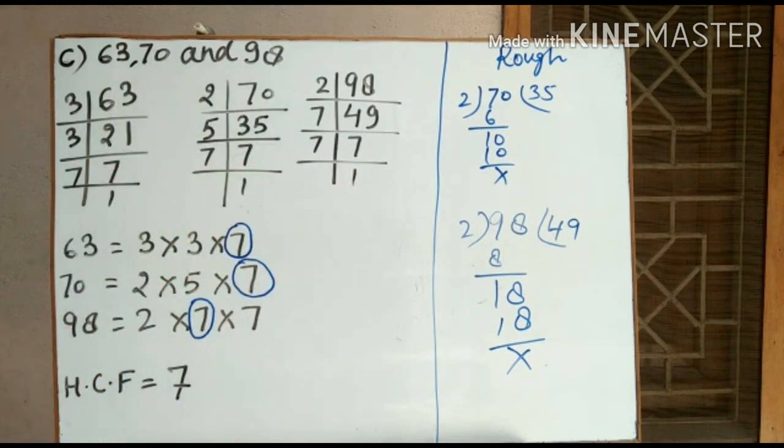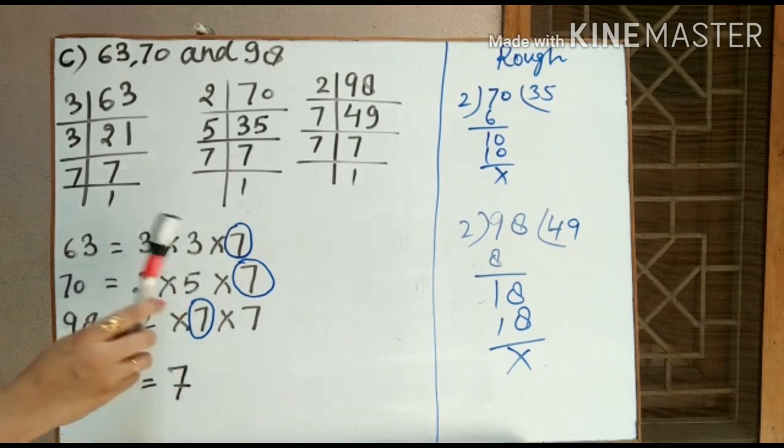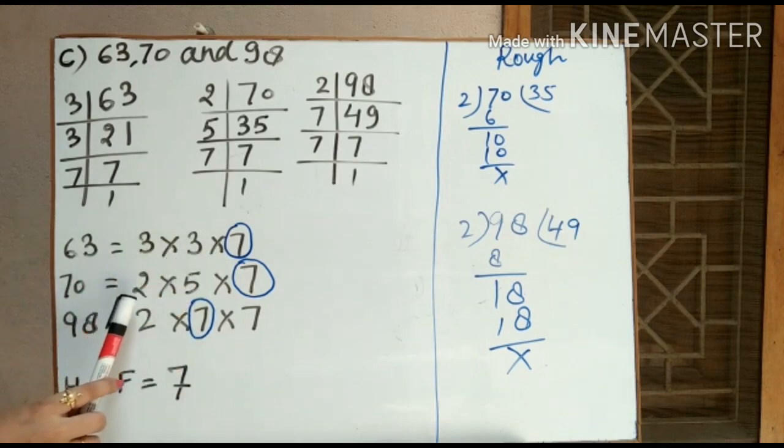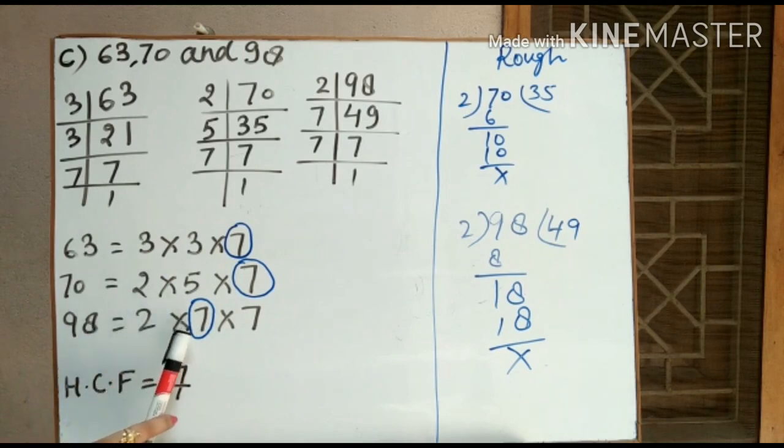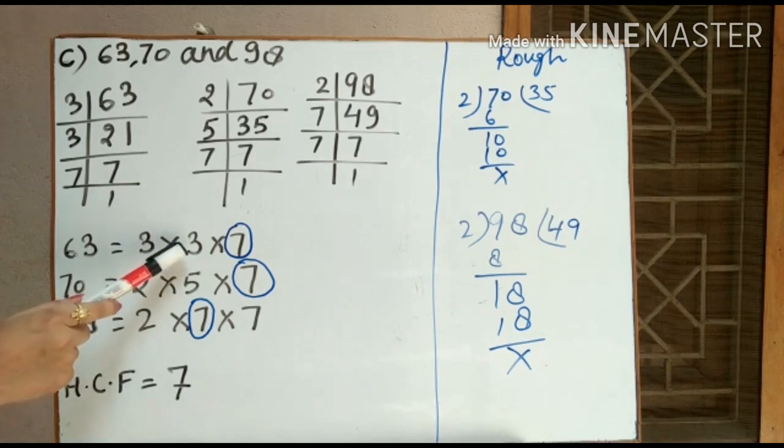Now write factors of all numbers. 63 is equal to 3 into 3 into 7. 70 is equal to 2 into 5 into 7. And 98 is equal to 2 into 7 into 7. Now we can see 3 is a factor of 63 but not a factor of 70 and 98. So we will not write it. Next 3 is also a factor of 63 but not a factor of the other two numbers.